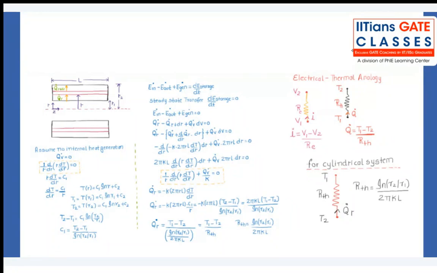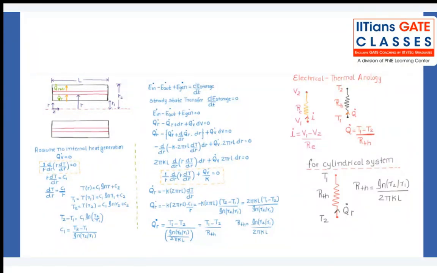If you want, I can spend time on derivation also. You will be able to understand that also clearly. But probably we don't have that much time. So remember this. For the plane slab, it was L by KA. For the cylindrical system, this is your resistance. Okay, other students also let me know if you are able to follow or not able to follow.